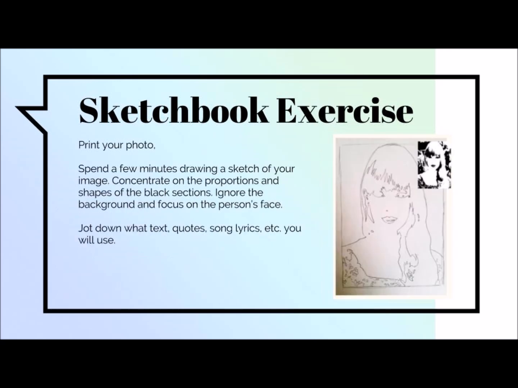After you've got your photo all prepped and ready, go ahead and send it to me so I can print it off from my printer, and I'll make sure that it's the right size for you. And then after that, go ahead and spend a few minutes in your sketchbook just quickly sketching the main outlines of your image. So try and concentrate on the proportions and the shapes of the black sections of your photograph. And just spend a few minutes doing that. After that, just jot down what text or quotes you're going to be using to fill in those black spaces.